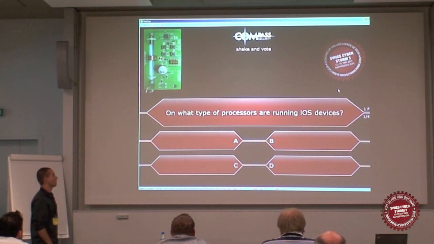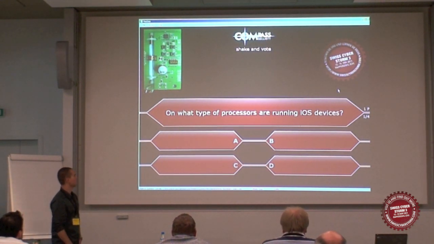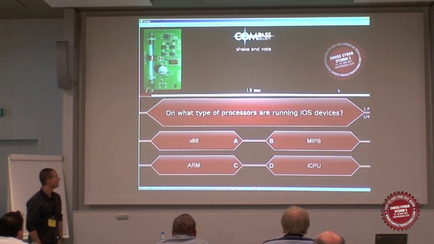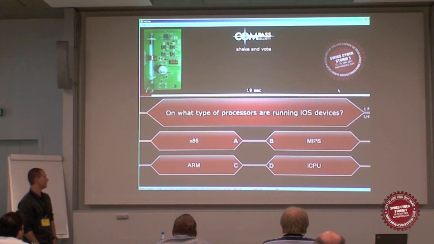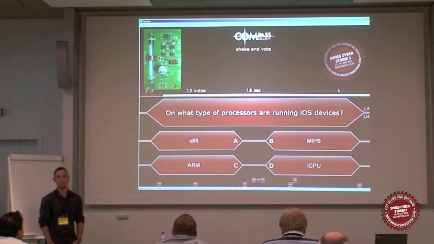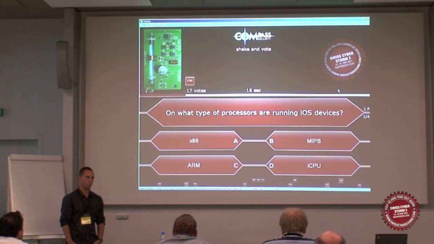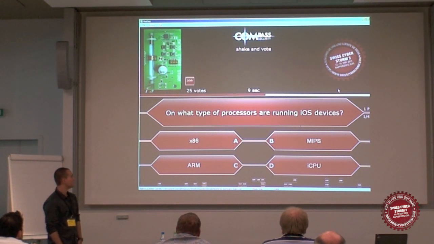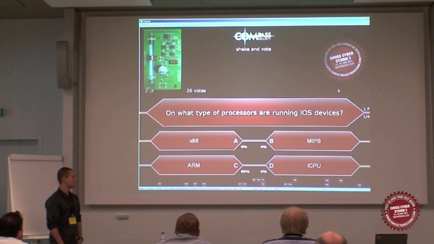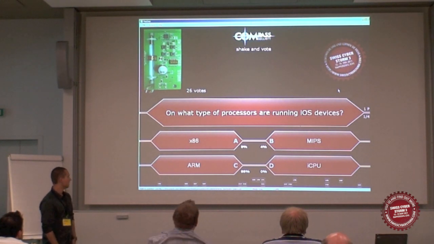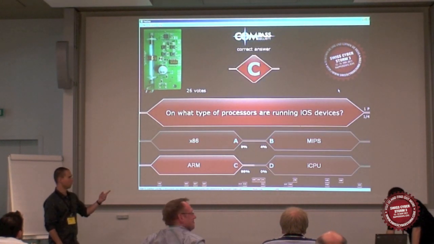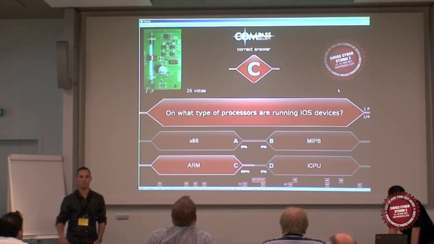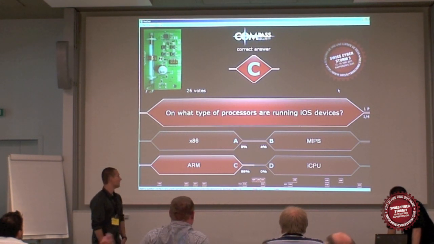What type of processor do iOS devices run on? Intel, MIPS, ARM, or ICPU? One of them is clearly coming in the near future. MIPS. Yeah, that's right. So we have 0% of people saying ICPU in the near future.